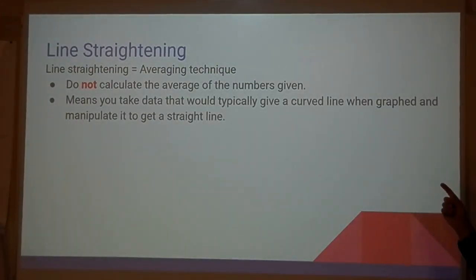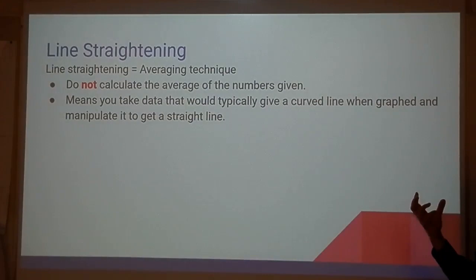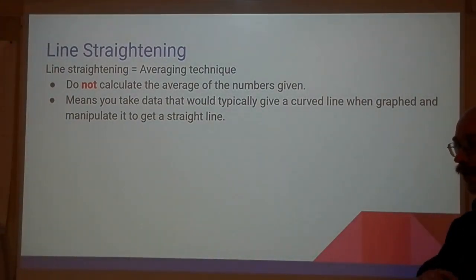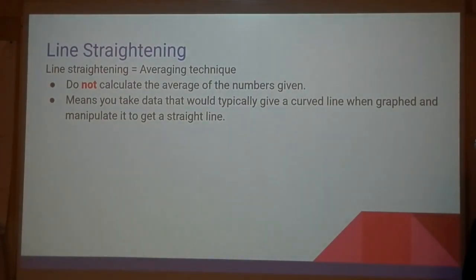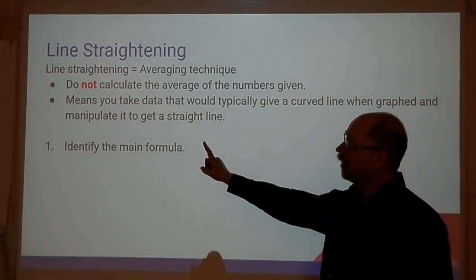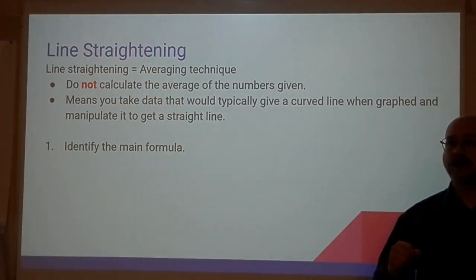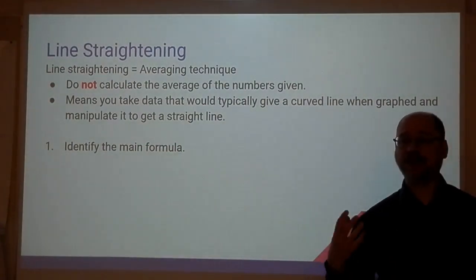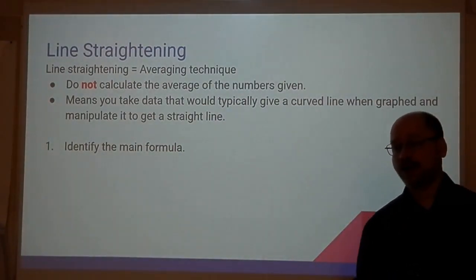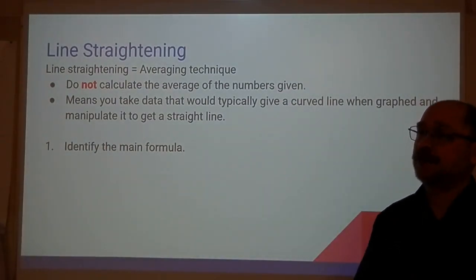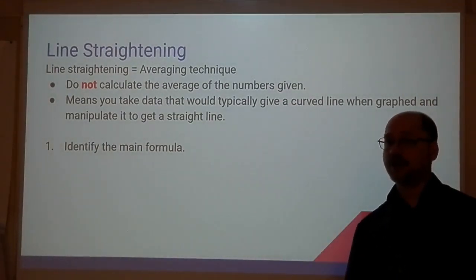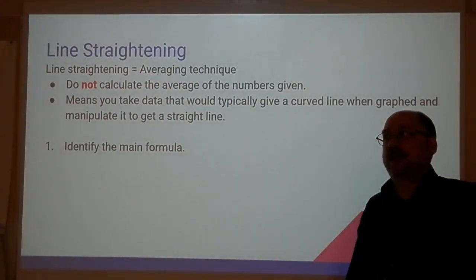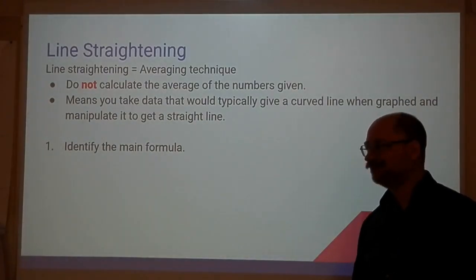So, when you are doing this, and you're using data that would typically have given you a curved line, and you're going to straighten it so that it gives you a straight line, we don't just willy-nilly change the numbers. Instead, we need to identify the main formula that is the physics formula behind the problem or the experiment or whatever. At the Physics 20 level, we basically usually just give that to you. At Physics 30 level, we expect you to realize, hey, that's the only relationship from the data sheet that could work for this sort of experiment.